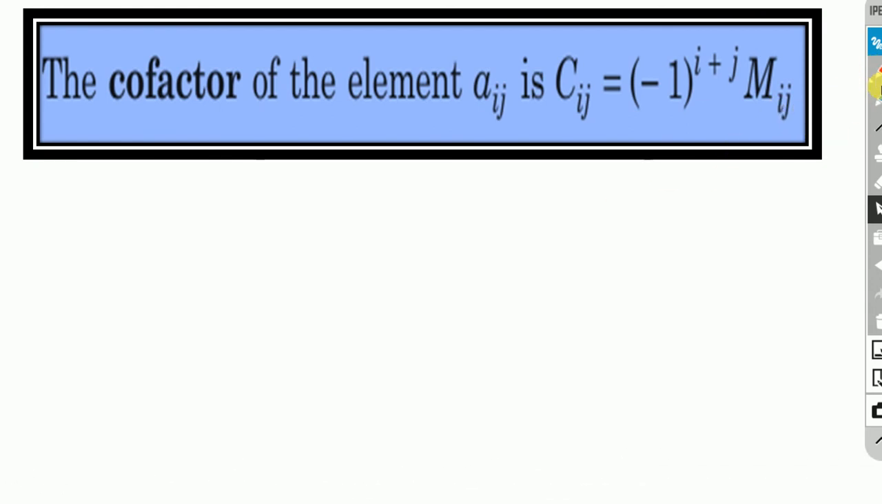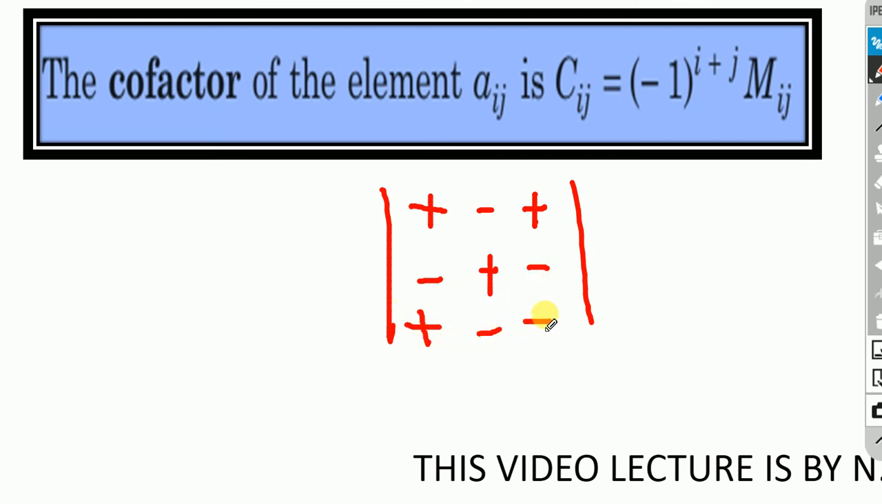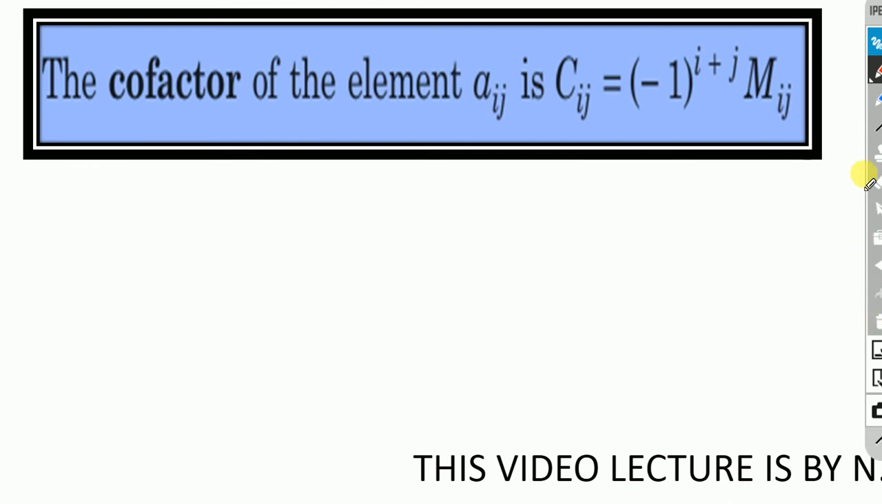So instead I can say that I have to consider the signs like this: plus, minus, plus, minus, plus, minus, plus, minus, plus. You consider these signs and find the minors of each element. With these signs, the minors become the cofactors.